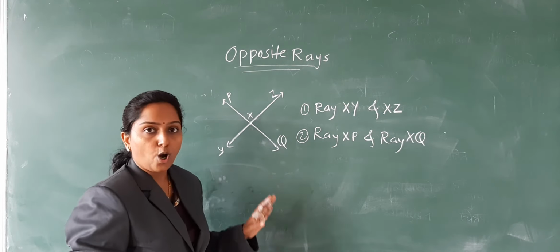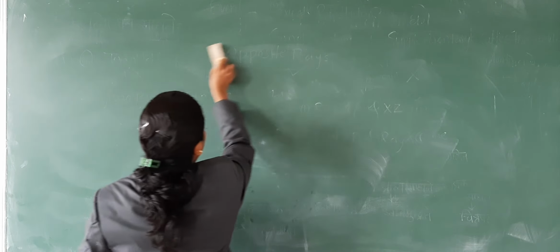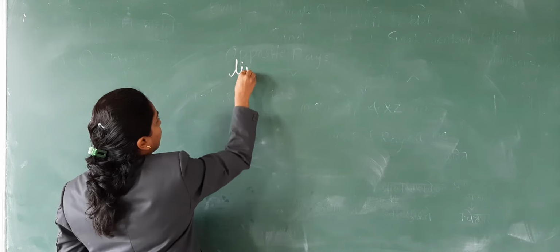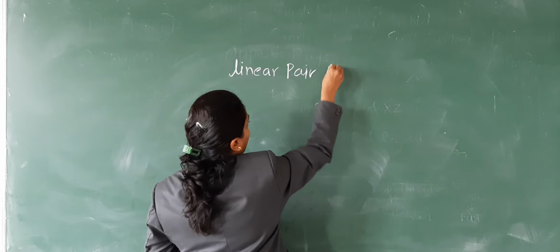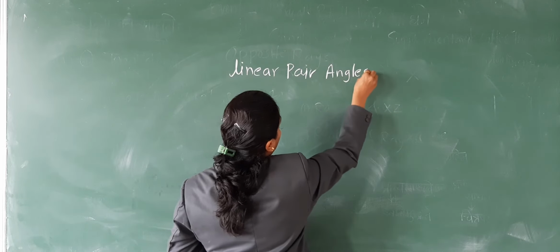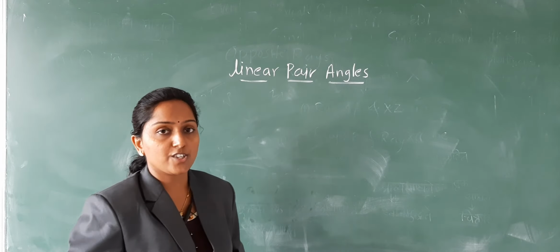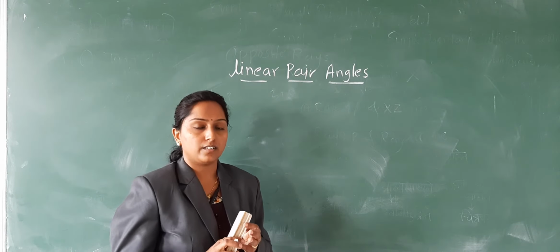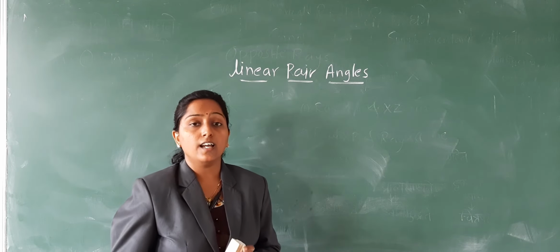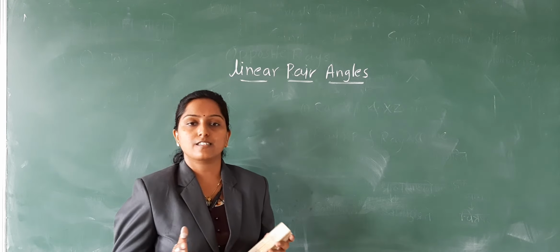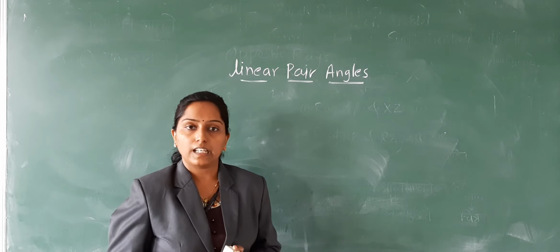Okay, this is all about opposite rays. Now we will see one more concept, that is linear pair angles. First I will tell the definition. If there are two angles with a common arm between them, and the other arms make a straight line, then the two angles are called angles in a linear pair.